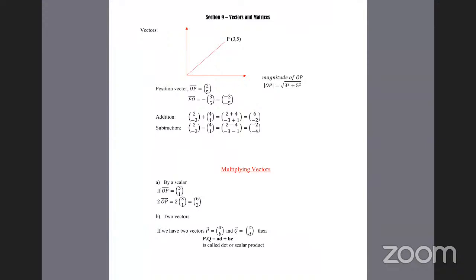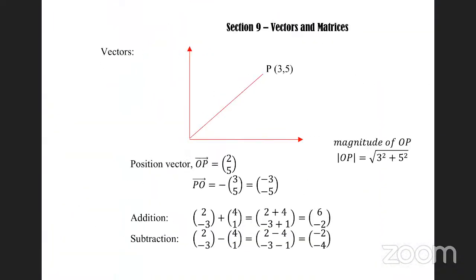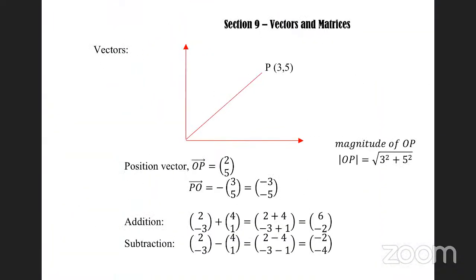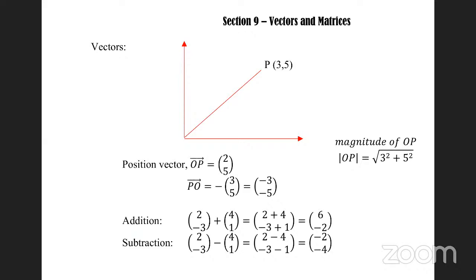All right, let's start with vectors. Let's run through these notes. A vector, basically, we can take a point. If I say plot the point (3, 5) and I want to turn it into a vector, all I have to do is draw that point relative to the origin, and I will get the position vector. So the position vector OP is equal to the column vector (3, 5).